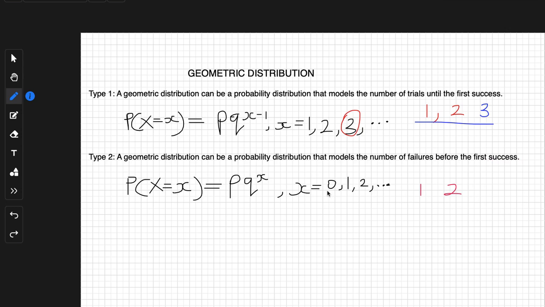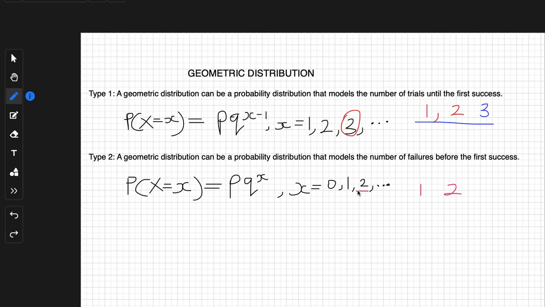So in this case, we may look at any failure before the first success. How many failures? The failures could be 0, no failure. That means on the first attempt we had the success. Or 1 failure, it means on the second attempt we had the success. Or 2 failures means that on the 3rd attempt we had a success.